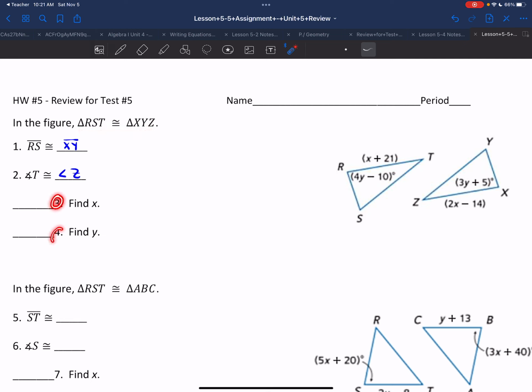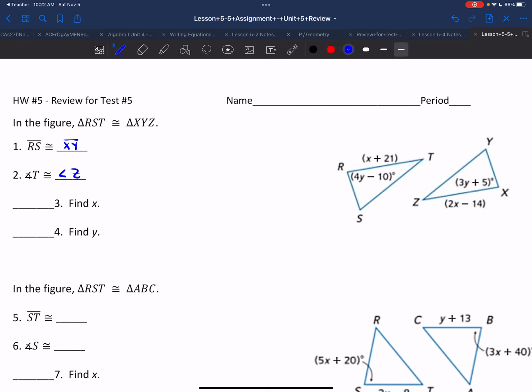Now, for 3 and 4, I do need to look at the figures because they have my expressions, so I can set up my equations. It says find X. I need to figure out which segments or angles contain the variable I want, because I'm looking for X. Here's X, and it's associated to the segment RT. I need to compare that to XZ, because R and T are the first and third letters. Looking at the other triangle, the first and third letters are XZ.